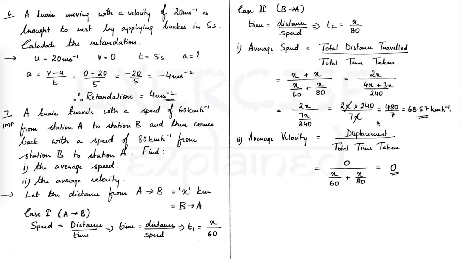Average velocity, as I've already told you, it's going to be displacement by total time taken. So 0 divided by x by 60 plus x by 80. So that happens to be 0 only.